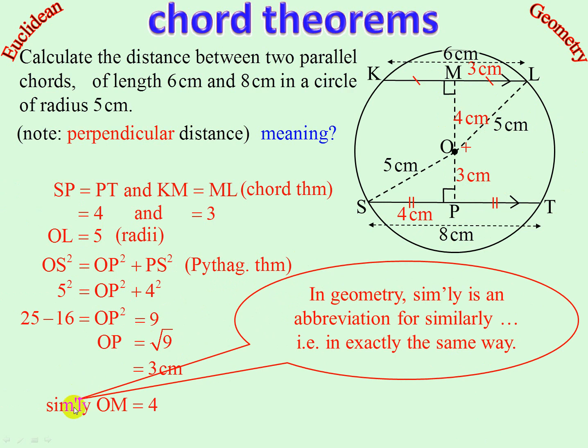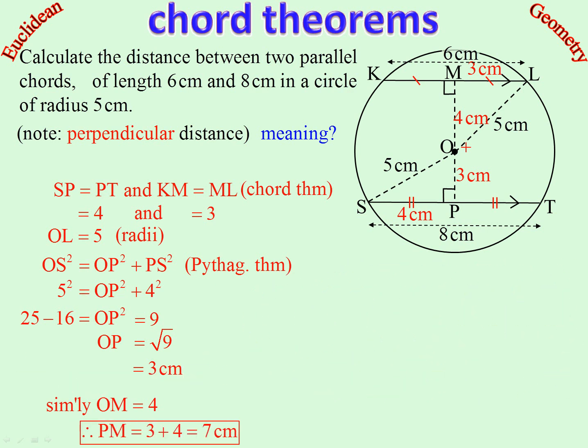Very useful word in math, similarly, abbreviated to simile. We can only use it if it's by exactly the same steps, same reasons, everything, just in a different part of the figure. So adding together we have 7.